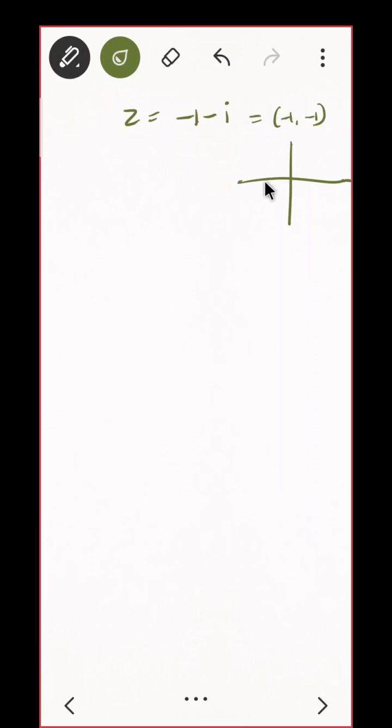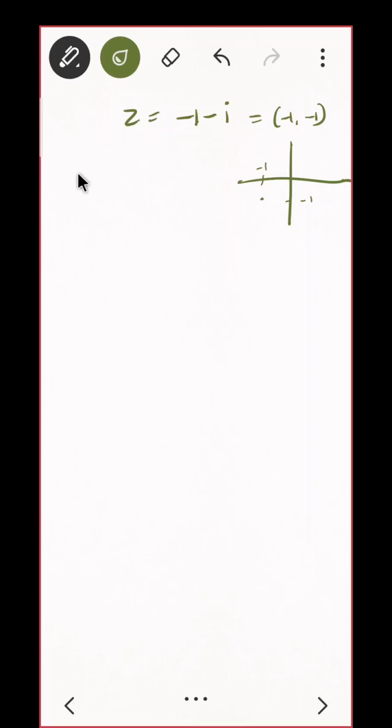Minus 1 minus i. Yes, this lies in third quadrant. No, please speak if you know. Minus 1 minus i, correct, this lies in third quadrant. So let us substitute now.